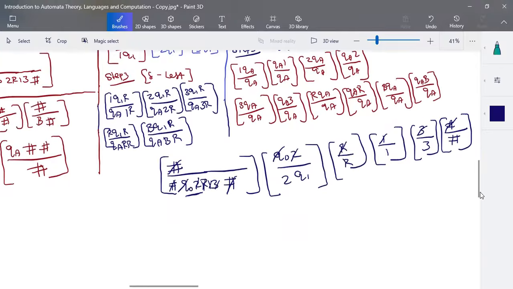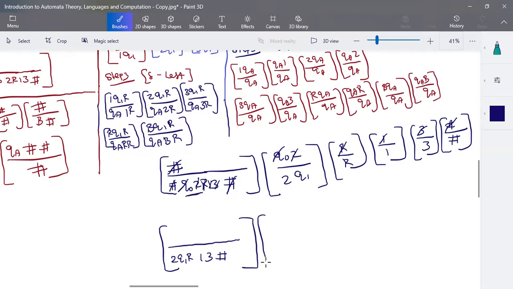After your first step, what is the resultant? All your numerators are cancelled out, so you don't have anything in the numerator. In the denominator, it forms a new phase, that is 2q1r13 hash. So this is there in the denominator.